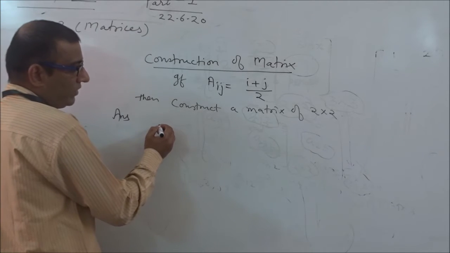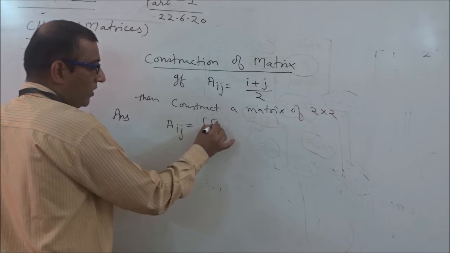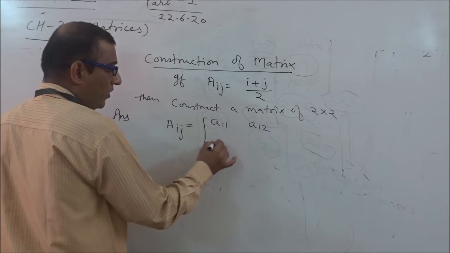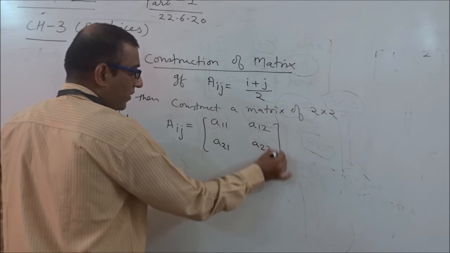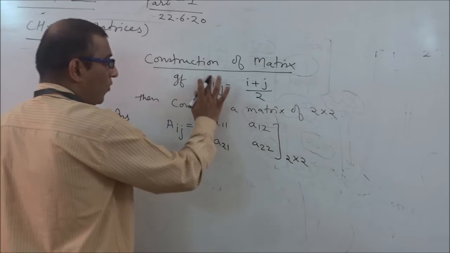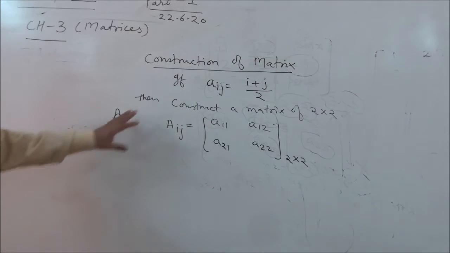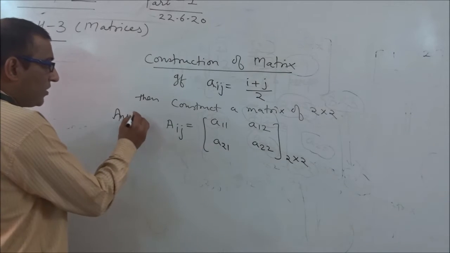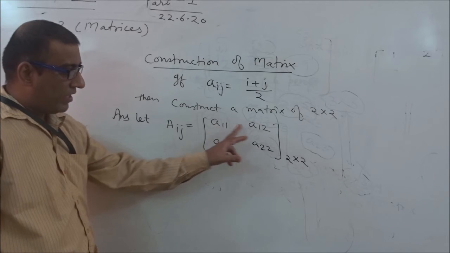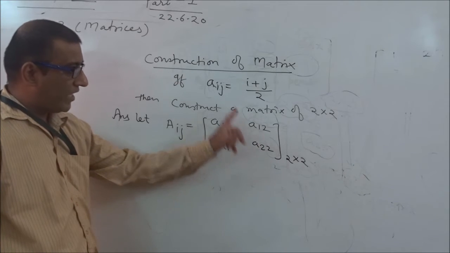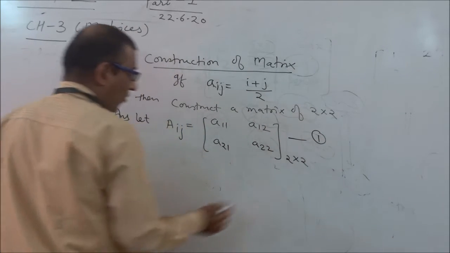First we will go with Aij, which is equivalent to A11, A12, and we will write here A21, A22. And this is your small a, not capital A. This is small a. Small aij equals to I plus j upon 2. Then construct a matrix of 2 into 2. Then how can we start? Let capital Aij equal these 4 entries. Now one by one we will calculate A11, A12, A21 and A22 with the help of this given relation. So for example, if you mark it as equation number first, how can we start?